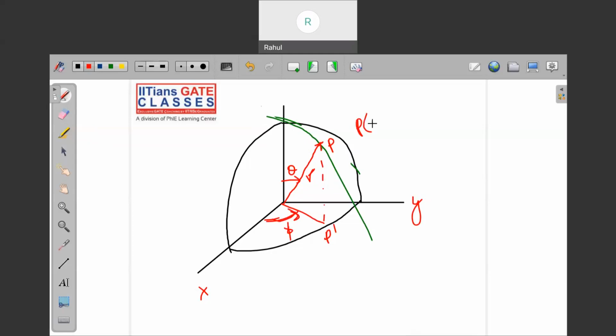So this P is coordinated as r theta phi or r phi theta, the way you want to write it, no problem. Now you can see this is the unit vector along r, and this is the unit vector along theta, and phi is varying like this. These are the coordinate parameters for the spherical coordinate system.